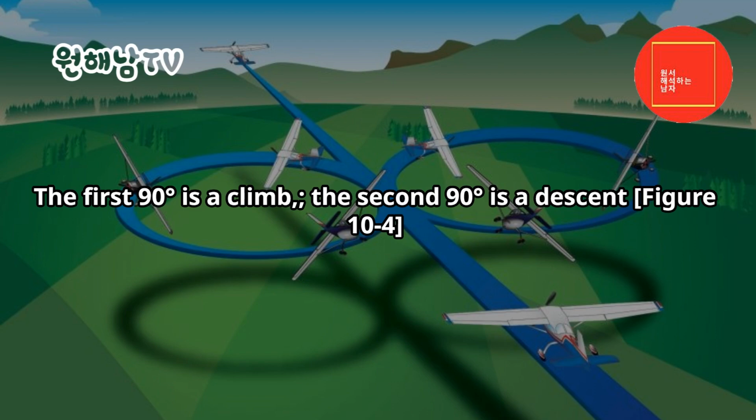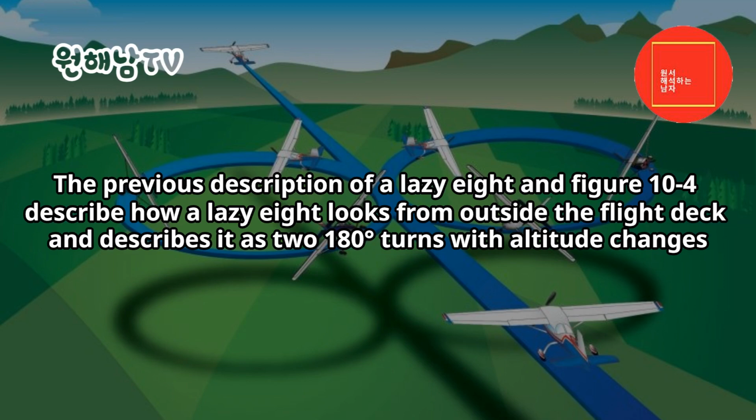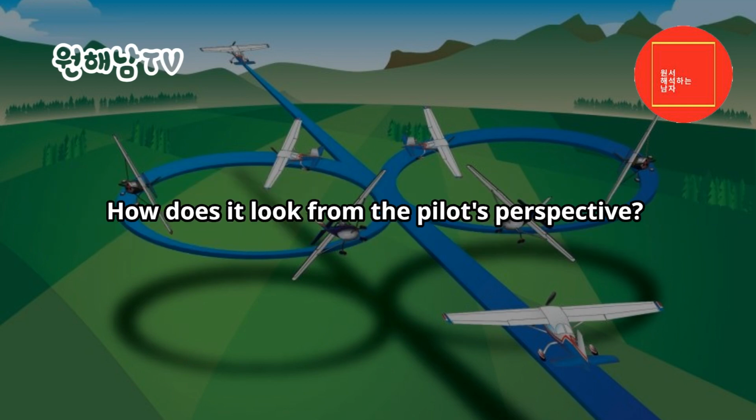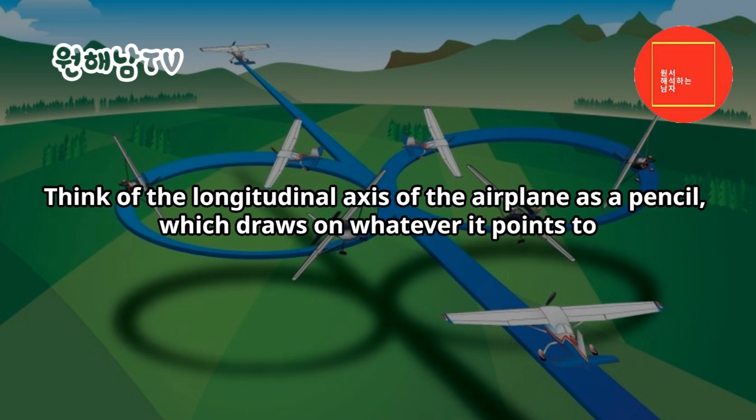Figure 10-4. The previous description of a Lazy 8 and Figure 10-4 describe how a Lazy 8 looks from outside the flight deck and describes it as two 180 degrees turns with altitude changes. How does it look from the pilot's perspective? Think of the longitudinal axis of the airplane as a pencil, which draws on whatever it points to.